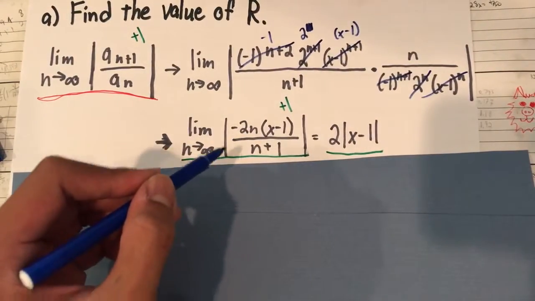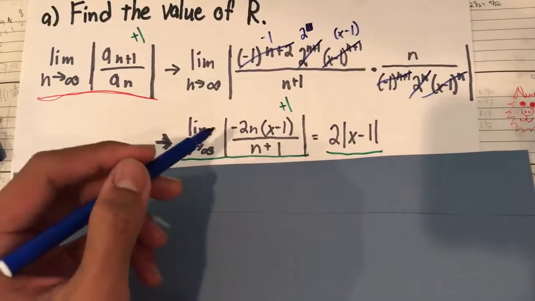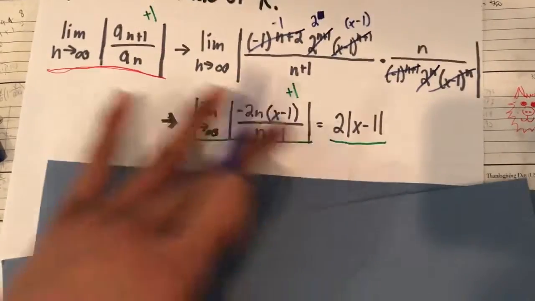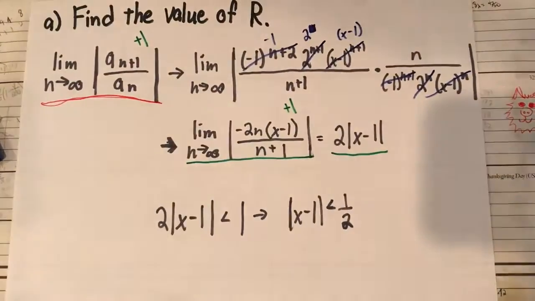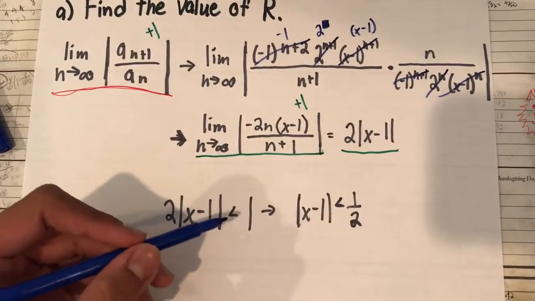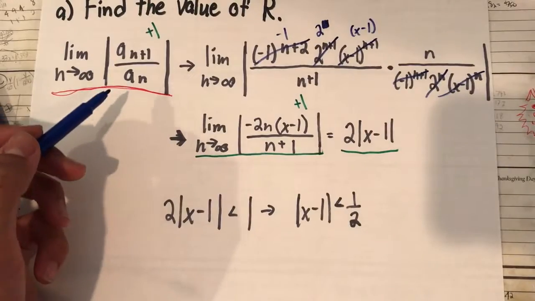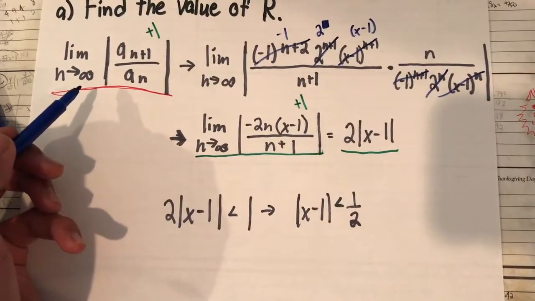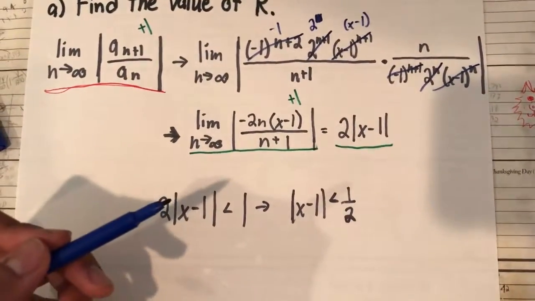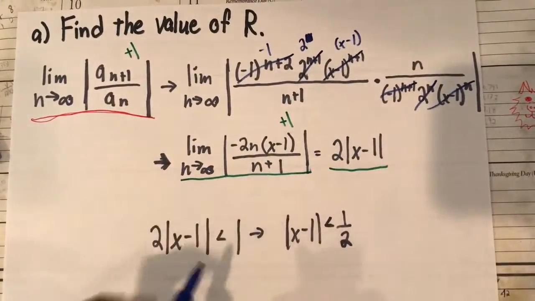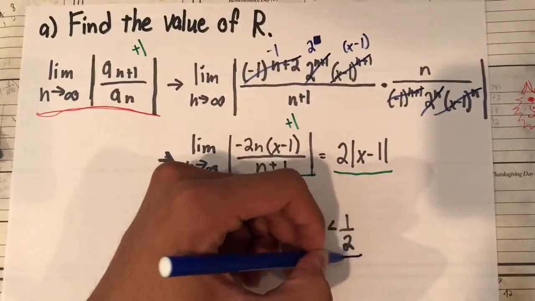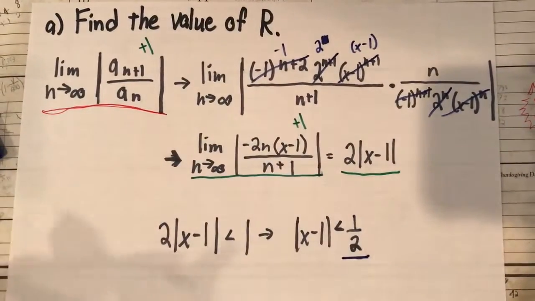Since n is approaching infinity, you simplify this and you end up getting 2 times the absolute value of x minus 1. Finally, since you want it to converge, you have it where it's less than 1, because if the result of the ratio test is less than 1, then the series converges. So you simplify it, and you end up getting that r is equal to a half here. So that's another point.